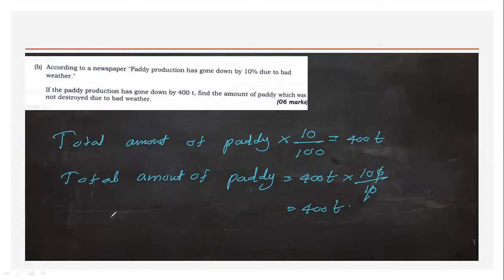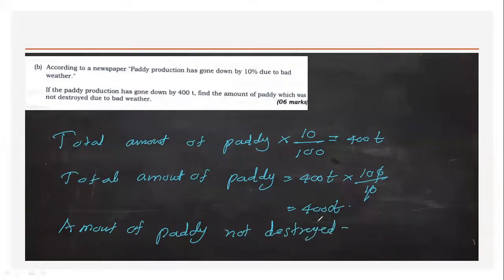Amount not destroyed. Total production is 4,000 ton. Then destroyed amount is 400 ton. And then subtract 400 ton. 3,600 ton is the not destroyed amount of paddy. Then this is all about our session.